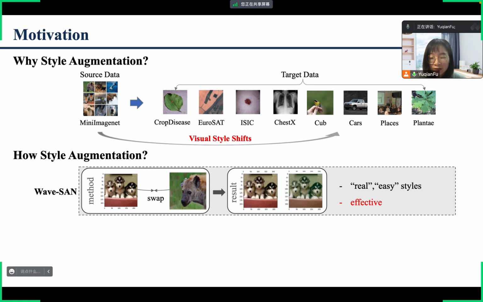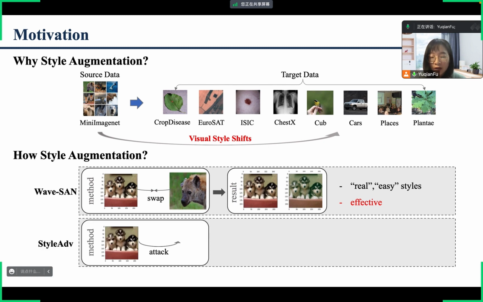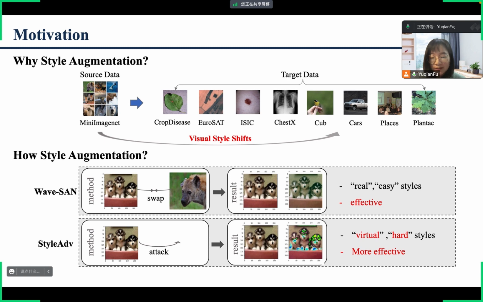The first is that the swap operation makes the styles always be limited to the real style set of the source data set. The second is that the limited real styles lead to generated styles that are too easy to learn. Thus, for StyleAdv, a natural question is whether we can synthesize both virtual and hard styles for learning a more robust cross-domain few-shot learning model. We then surprisingly found that the attacking technique could meet our needs for generating such virtual and hard styles.